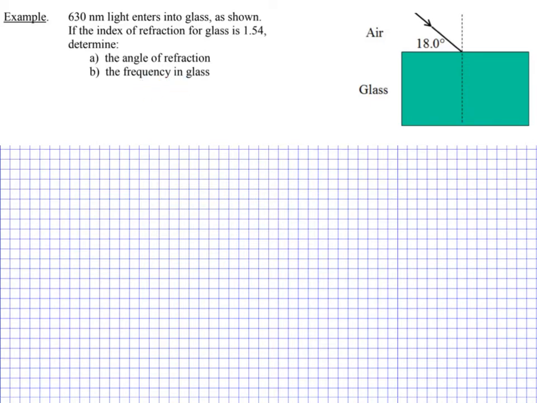Okay, so let's break this down a little bit. We're going to do a little thinking first of all on our block. We'll just qualitatively think it through to begin with. So we have this ray coming in to the glass block, and it's incident on the glass block at this normal line.